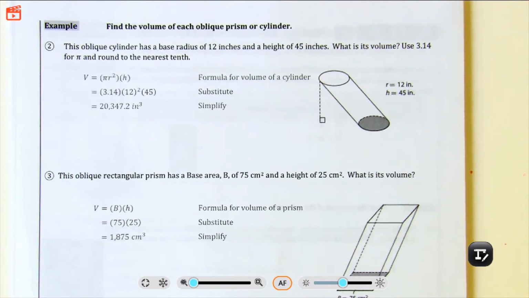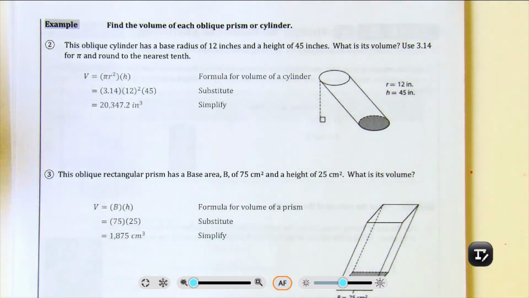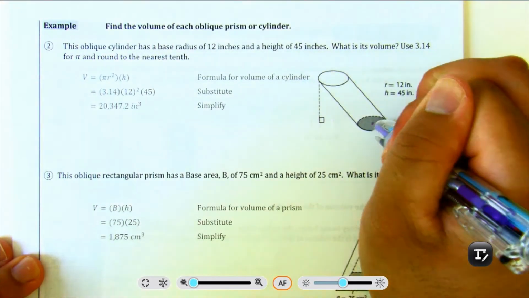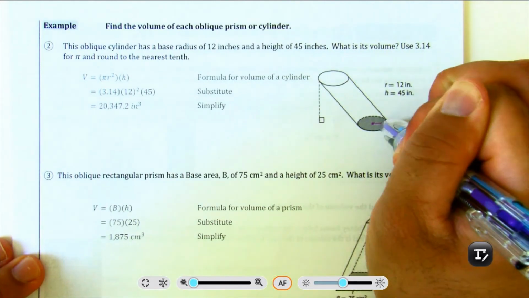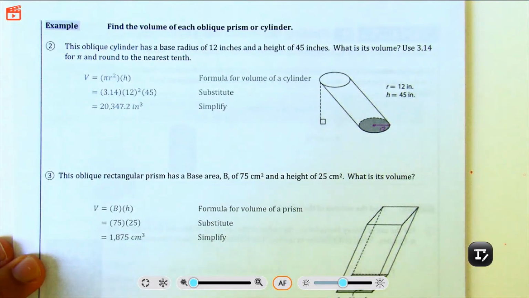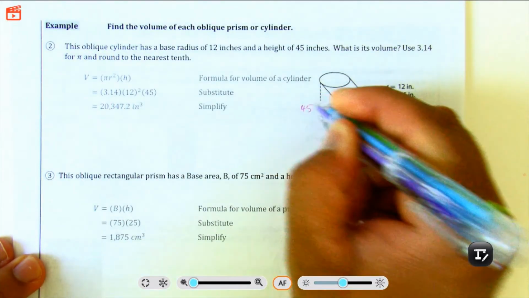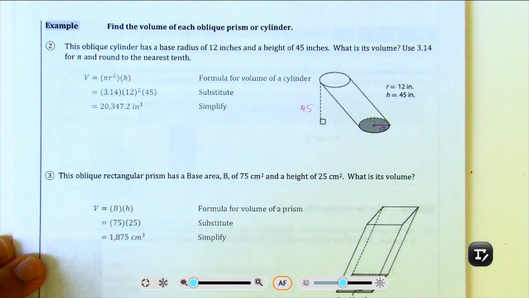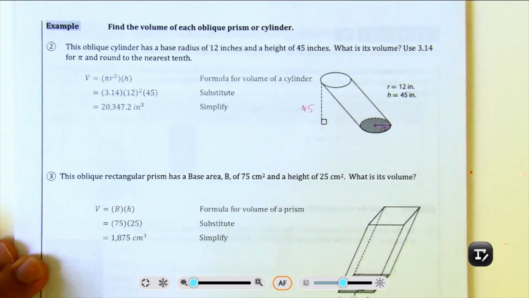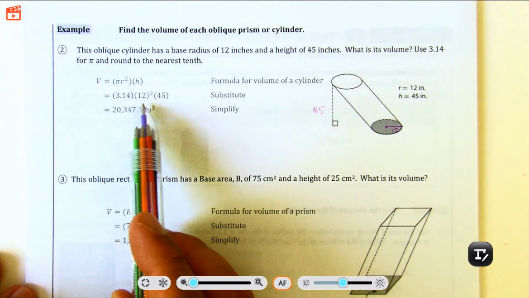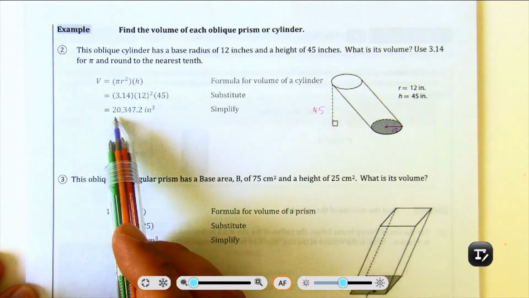So in the first example, we have an oblique cylinder with the radius of 12 and a height of 45. So from the center of the circle to the end point, that is 12, and the vertical height is 45. And we use the same formula. The volume is equal to pi r squared. So 3.14 times 12 squared times 45 is 20,347.2.